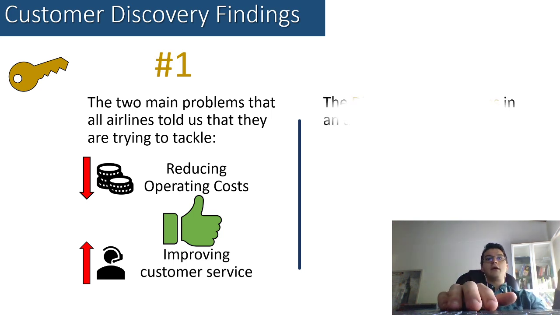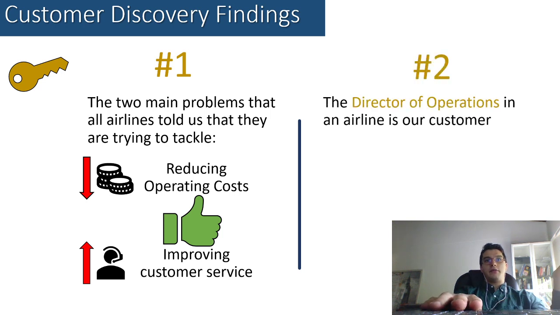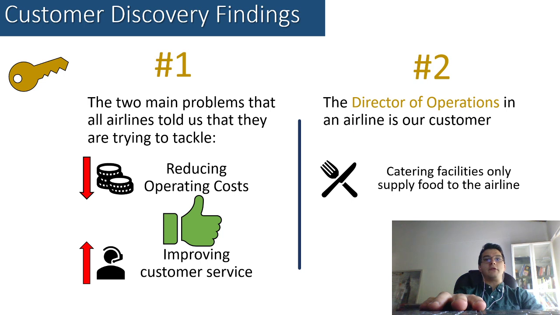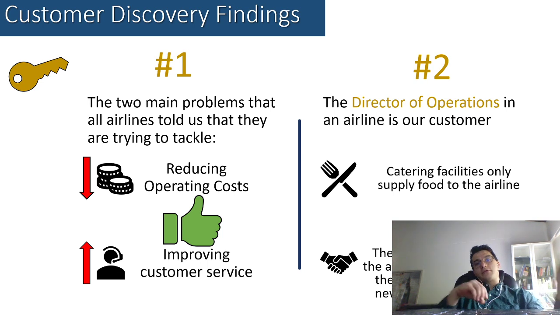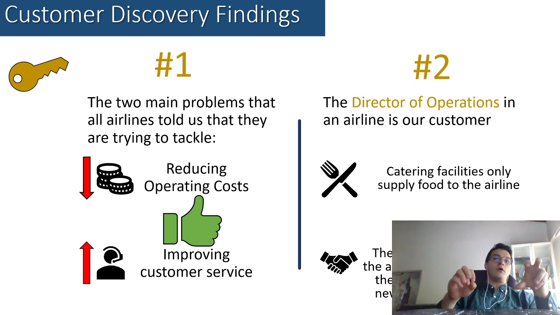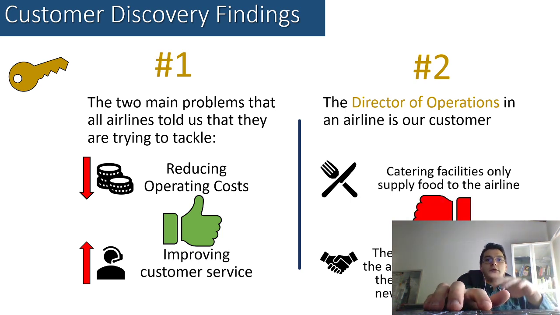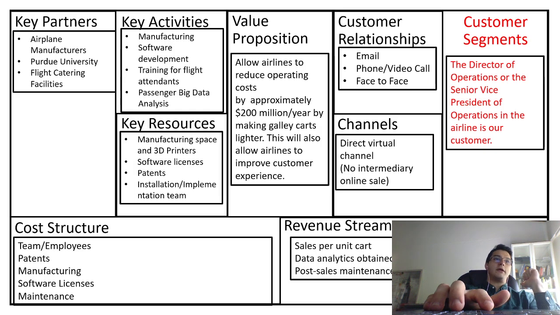This was absolutely right. Then the second finding was that the director of operations in the airline is our customer. In this case, catering facilities only supply food to the airline, and so they're not involved with the carts. And the director of operations in the airline is the one who makes the decision whether to buy or not a new trolley, right? So now we knew who that specific person was, and that took a long time because we were just going back and forth with airlines. So this invalidated what we initially thought, that catering facilities would be the ones taking care of the carts, but that was not the case. It was the operations manager.